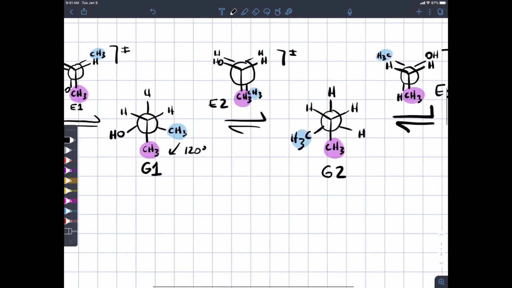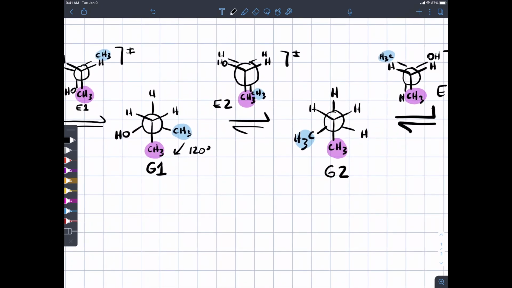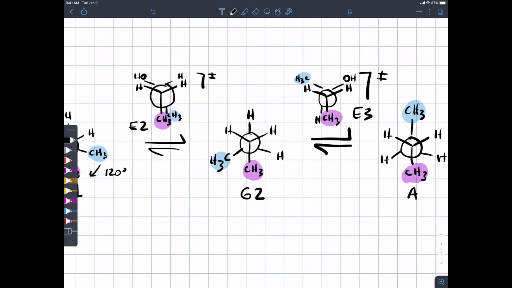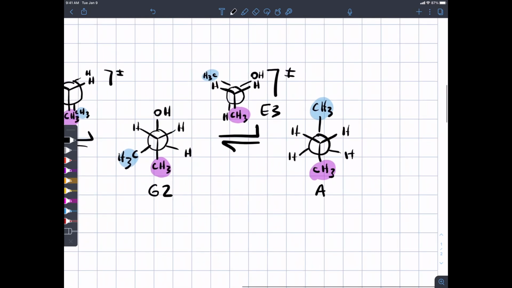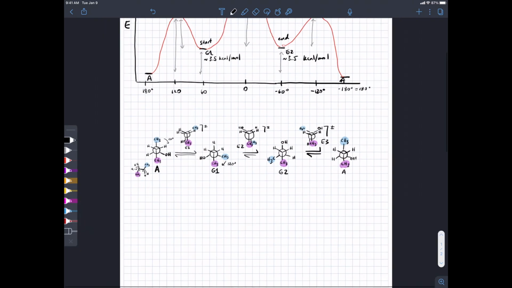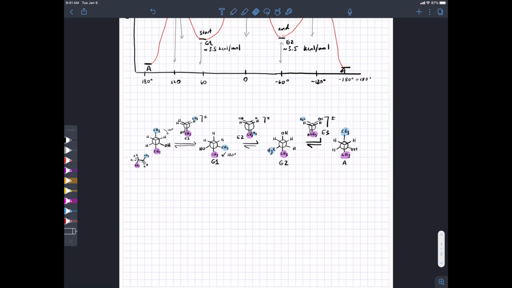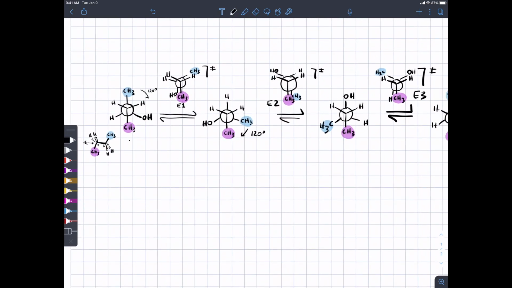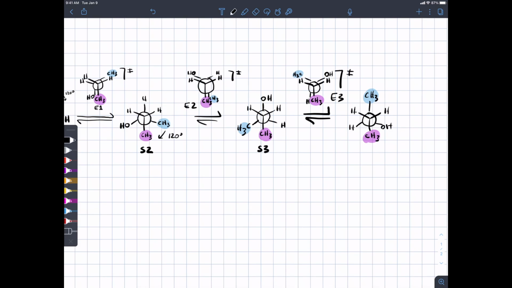I'm losing track of where my OH group is. Whoa, it went on the wrong carbon. Yeah. We're totally making stuff up. OH and then OH, right? Okay, now it doesn't make sense to call any of them anti or gauche because it's like gauche to what, anti to what. So we'll call this one staggered 1, staggered 2, and staggered 3, and back to staggered 1.